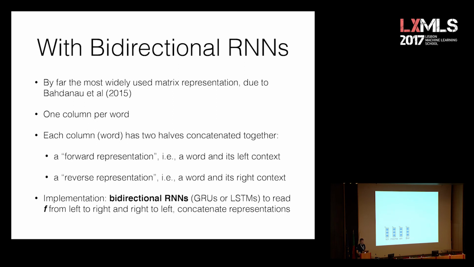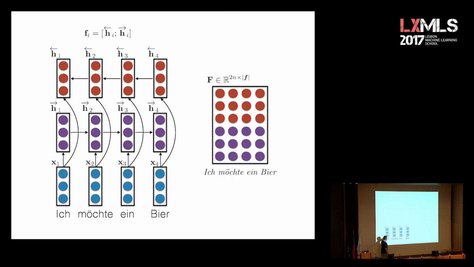So here's what this looks like graphically. We get our embeddings for each of these words. These are just lookups. Then we feed them into our RNN, and we compute H1, H2, H3, and H4. I'm going to put this arrow above these to indicate that we're reading from left to right. Then we do the same thing with a different RNN, and we read this from right to left.